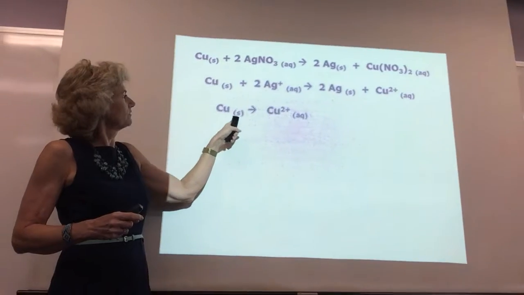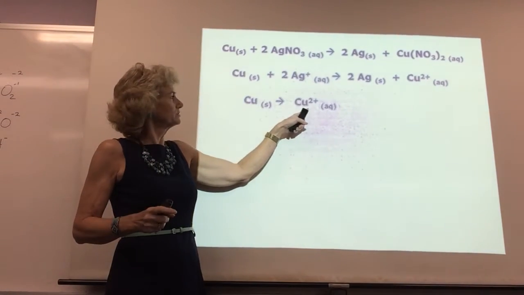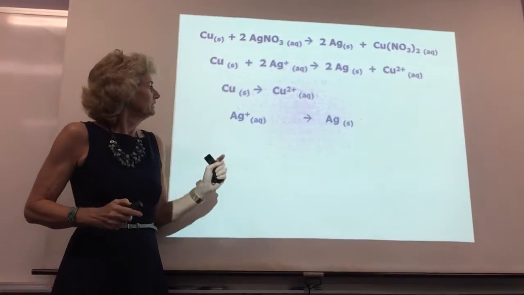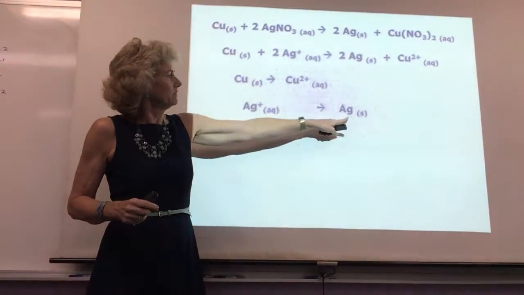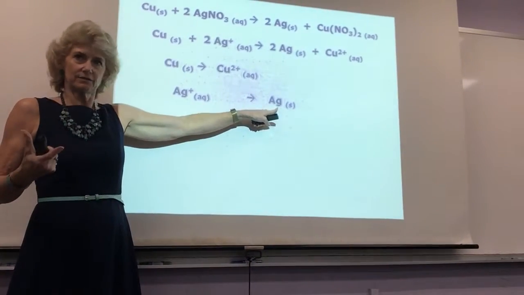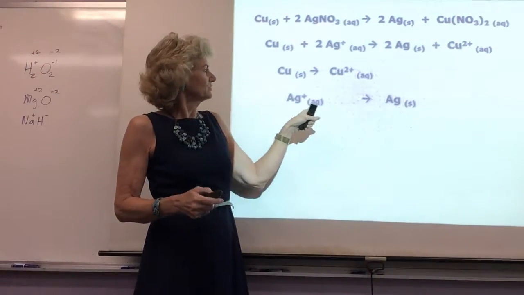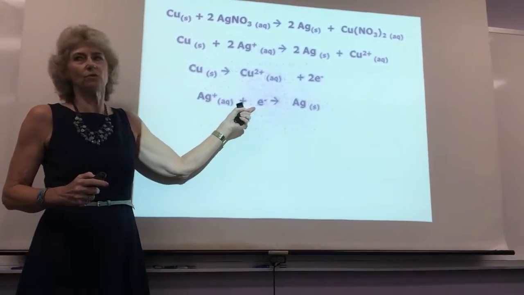Copper is going from 0 oxidation and no charge, it's an atom, to plus 2. So that means it had to lose 2 electrons to become more positive. Silver went from silver ion, which is plus 1, and it became more negative. So it's just like a number line. So we have to gain an electron. So this one lost 2 and this one gained 1.